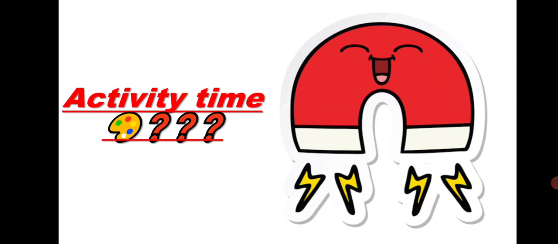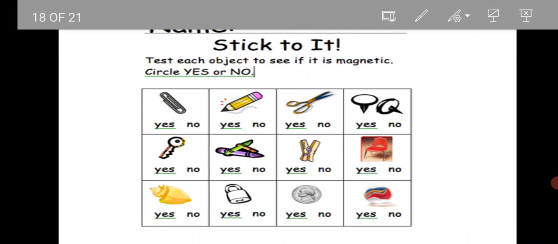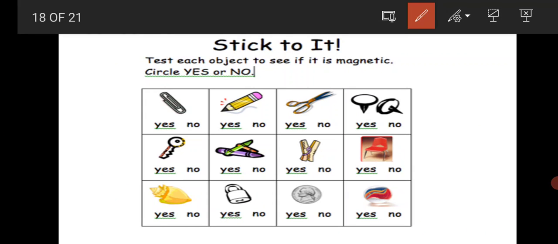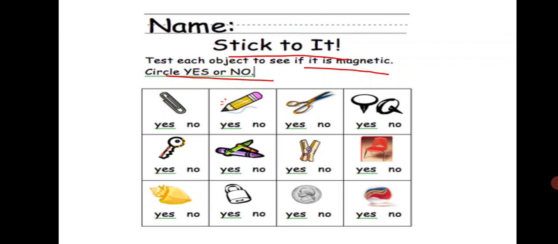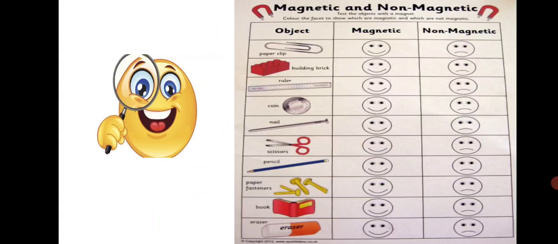Now, activity time. Students, here are some activities for you. The first activity is Stick to It. Test each object to see if it is magnetic. Circle yes or no. And the second one is Magnetic and Non-magnetic. Test the objects with the magnet. Color the faces to show which are magnetic and which are not magnetic.